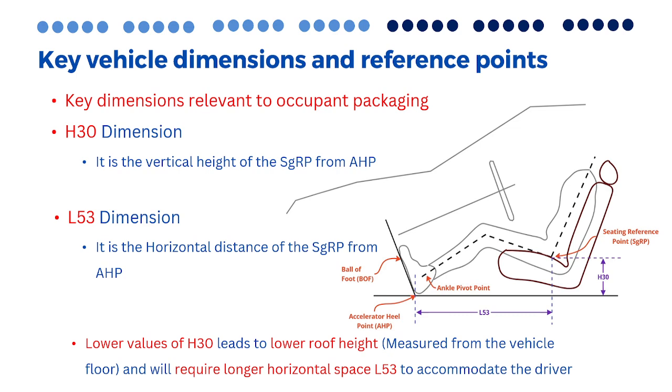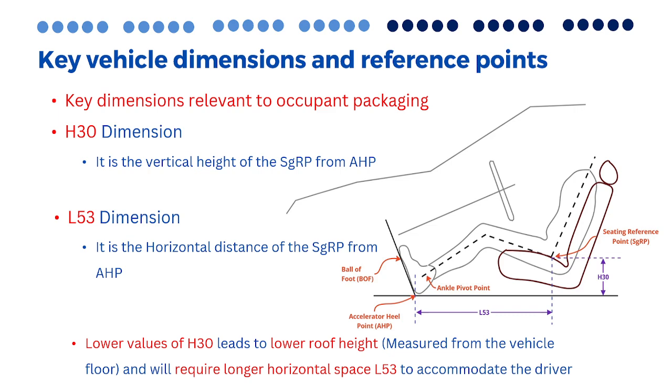I am Ameya, and in today's video, we will be discussing key dimensions in occupant packaging. It's a critical part of automotive design focused on ensuring comfort, visibility, and safety for drivers and passengers. By understanding these core dimensions, automotive engineers can optimize vehicle interiors to fit a wide range of occupants comfortably. In today's video, we are going to look at two essential dimensions in occupant packaging, that is H30 and L53.